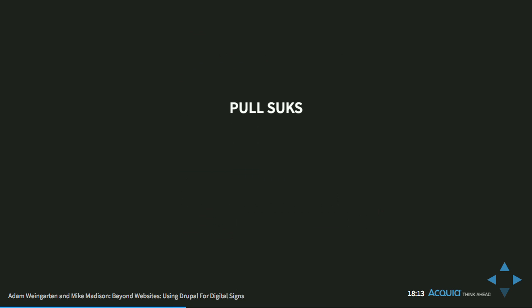Pull sucks a lot. There are many reasons why a pull model is not ideal. It generates a lot of traffic. Imagine that you're on a road trip with your kids who are hopped up on sugar, and they're really, really bored, and they're asking you, are we there yet? Are we there yet? That's what polling is like. So you have your signs knocking on the servers every second saying, do you have something new? Do you have something new?